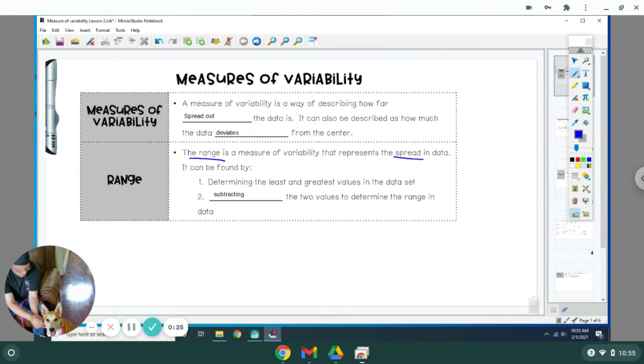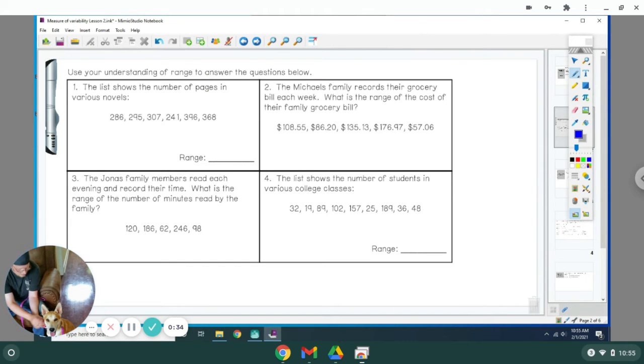The range can be found by determining the least and greatest value of the data set and then subtracting those numbers. So that's what we're going to practice right now. So let's look at the number of pages in various novels, and we're going to find the range.